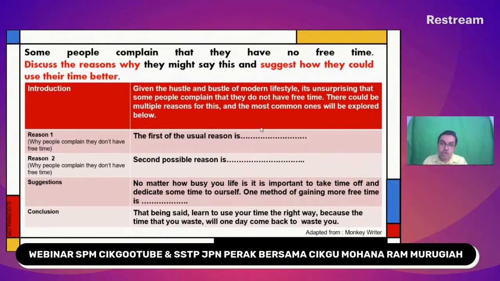They have a proper structure, just like how you write directed writing. But this needs to be more precise, or more detailed. For example, look at this question. Some people complain that they have no free time. Discuss the reasons why they might say this.